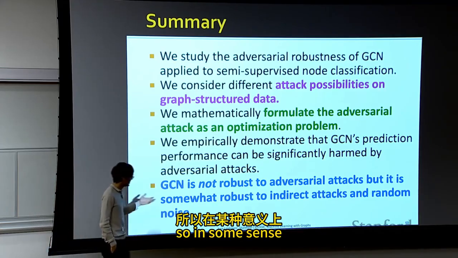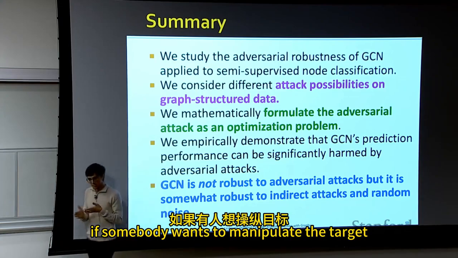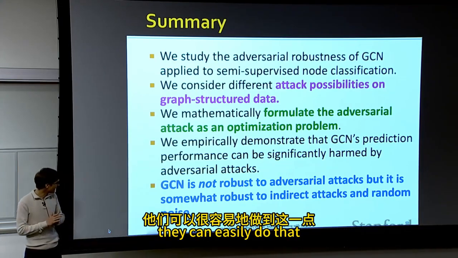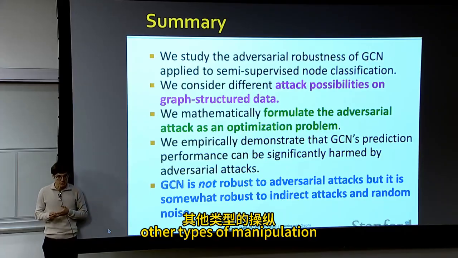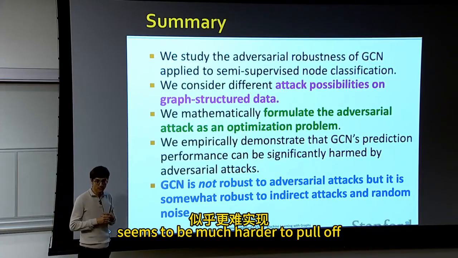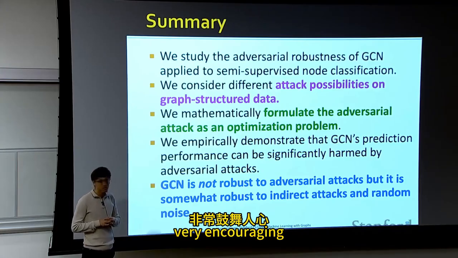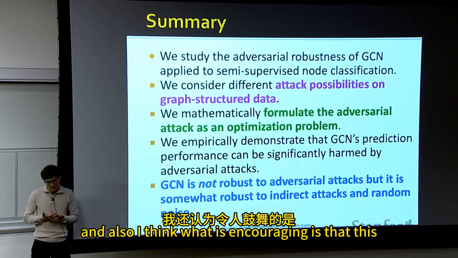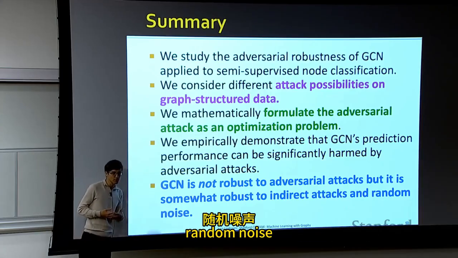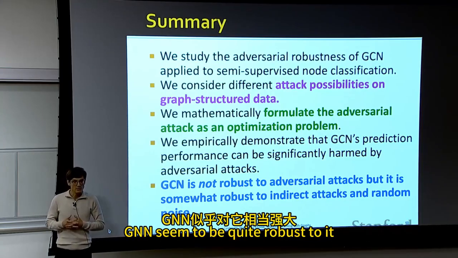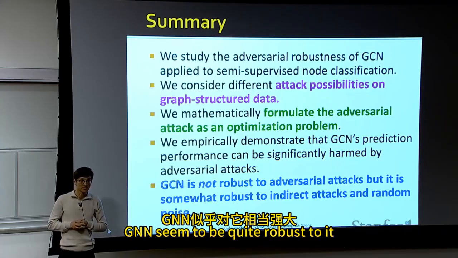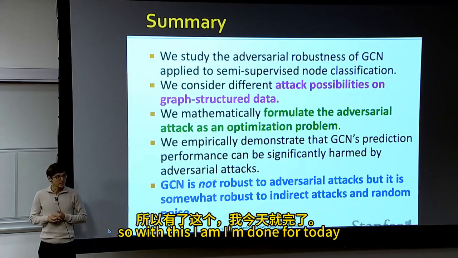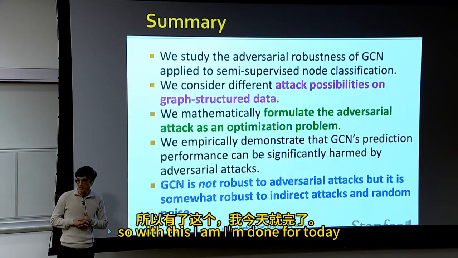So in some sense, if somebody wants to manipulate the target, they can easily do that. Other types of manipulation seem to be much harder to pull off, which is very encouraging. And also, I think what is encouraging is that GNNs seem to be quite robust to random noise. So with this, I'm done for today.